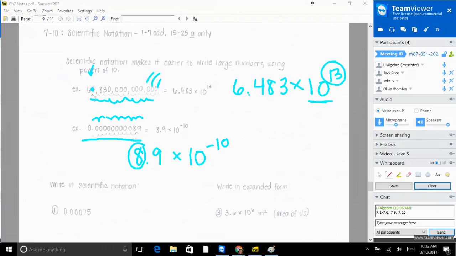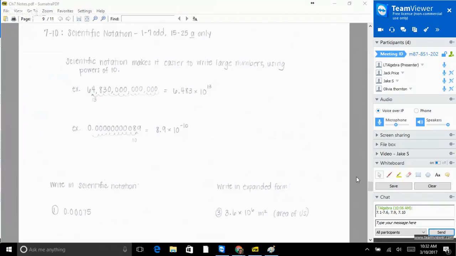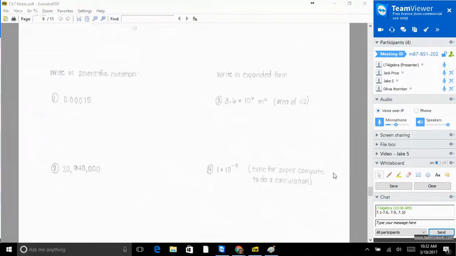Now, what if this number was, well, have you guys seen this before? Does it seem hard, easy? Want to see some more examples before you decide? Yep. Okay.